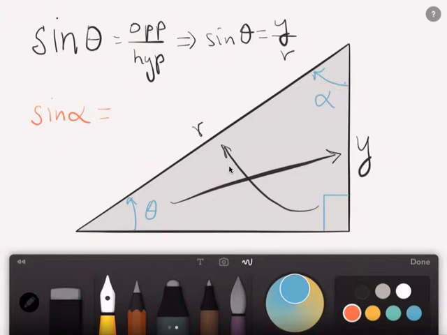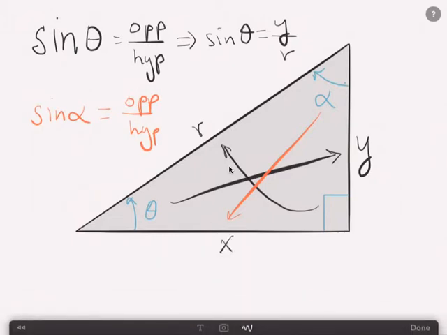But again, the sine of alpha is going to be the opposite side over the hypotenuse. In this particular case, what's opposite to alpha is just x. We defined that earlier, okay? And the hypotenuse is still r. It doesn't change. So now we can define opposite over hypotenuse as x over r. I'm thinking that you guys are picking this up, okay?